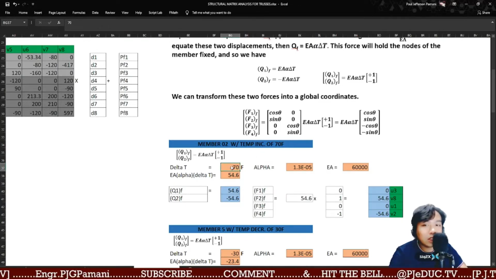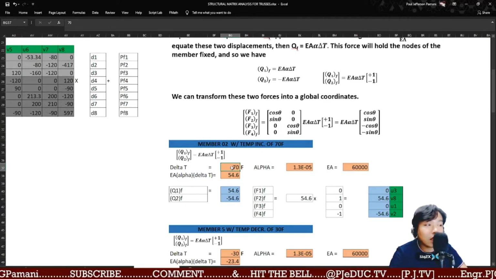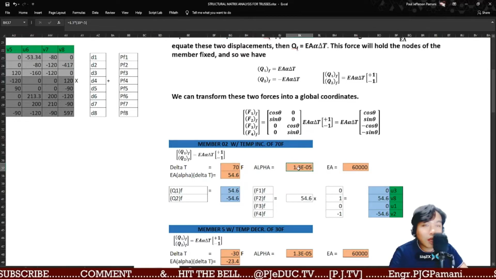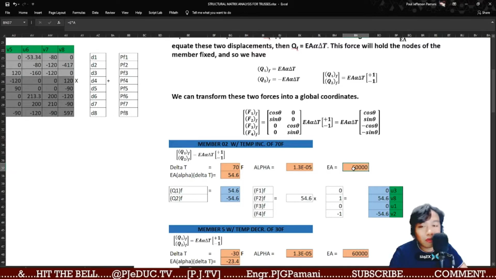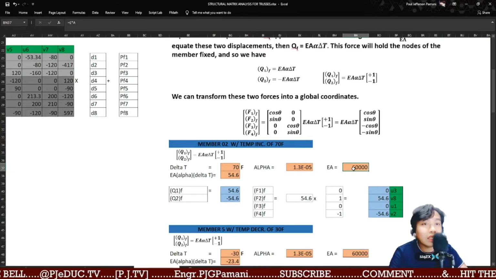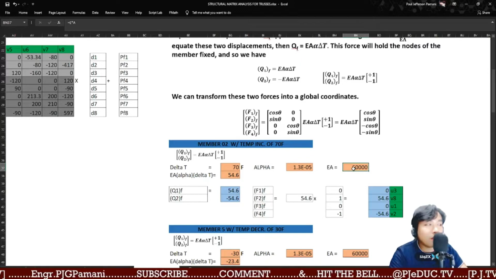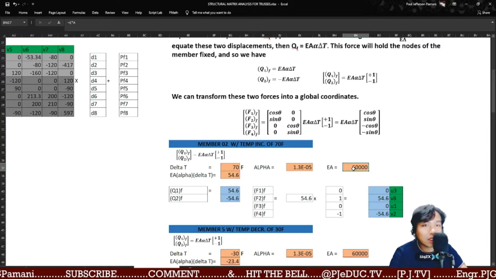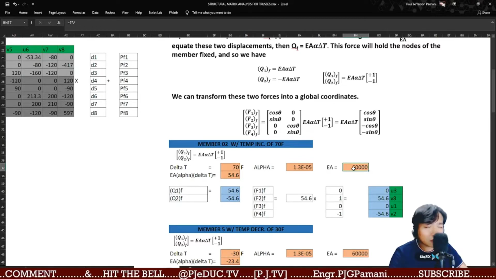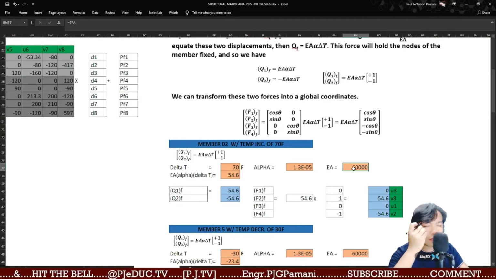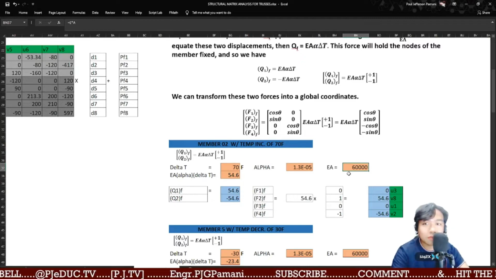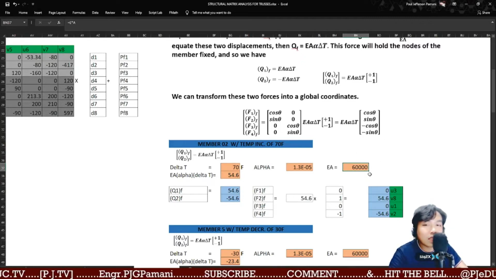So I have put here our 70 degrees Fahrenheit, your alpha, which is the thermal expansion, and your EA. Remember, EA, not EA over L. E times A, the stiffness of the member, modulus of elasticity times its cross-sectional area. Remember, the modulus of elasticity is 6,000 times 10,000. Okay? So we have a 60,000 value for E times A.